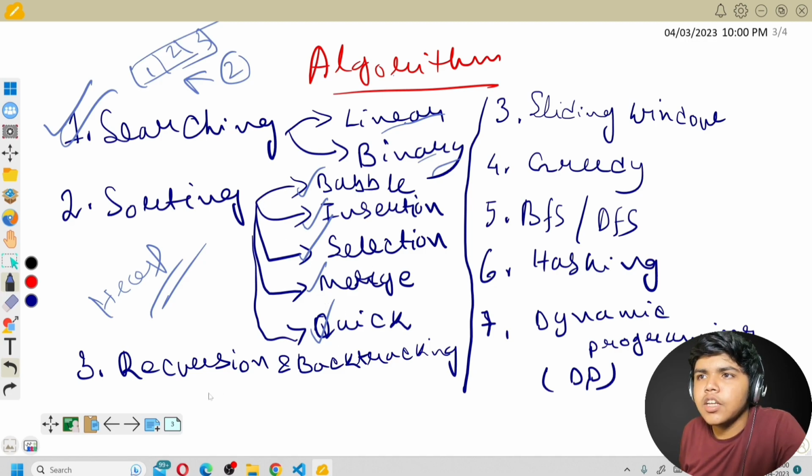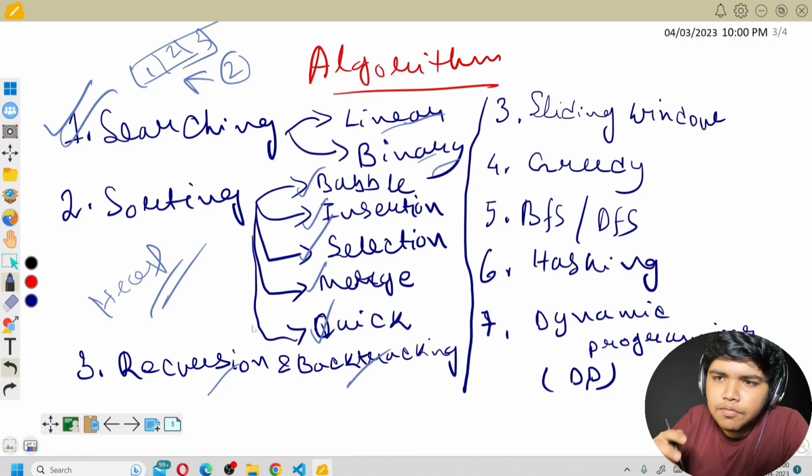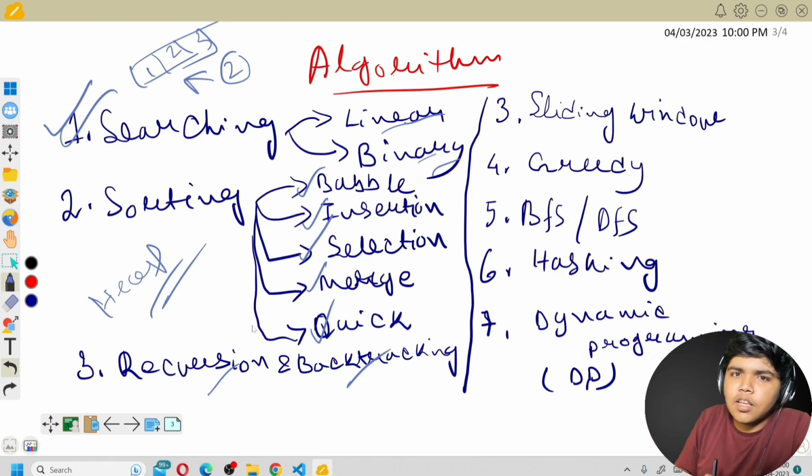And recursion and backtracking. It is basically the feel of coding. If you write some algorithm with recursion, then you can feel it.